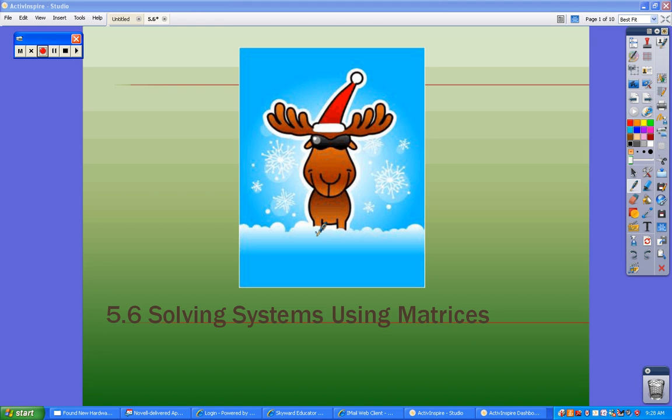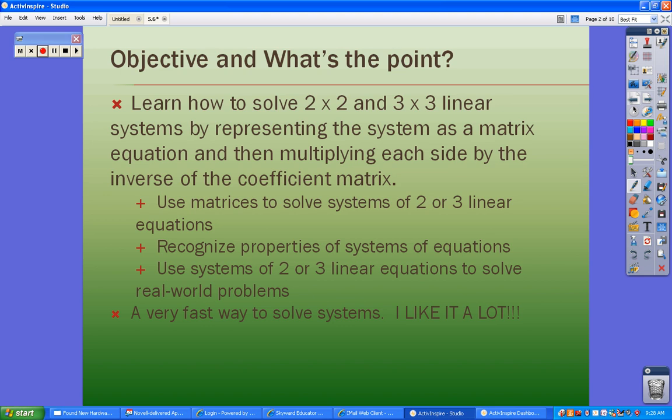Here we are. These are notes for section 5-6, solving systems using matrices. You are going to love this section because it's going to save you a lot of time. We are going to learn how to solve either a 2x2 or a 3x3 linear system by using a matrix, and it'll be a simple command that will actually solve it for you. This is a very fast way to solve systems. I like it a lot.